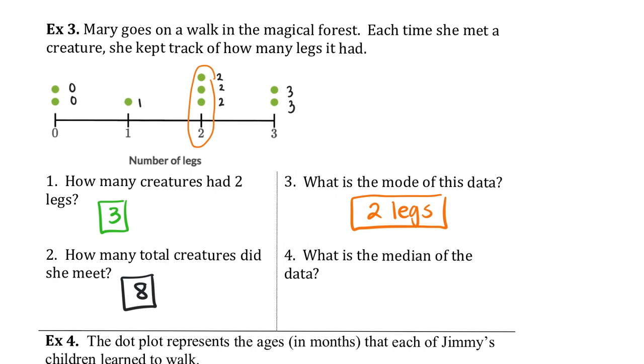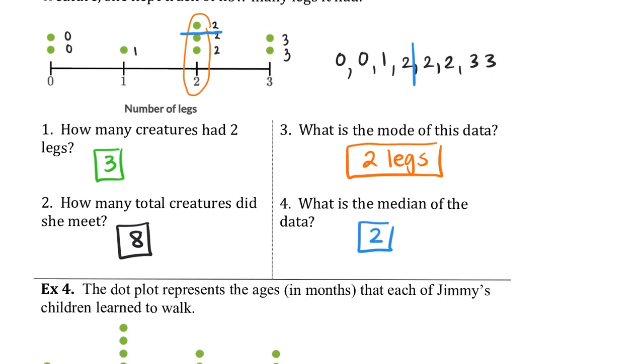So let me go in order. 1, 2, 3, 4. 1, 2, 3, 4. So the median is exactly between a 2 and a 2. The median between 2 and 2 is just 2. You could also put them in a list. I could go 0, 0, 1, 2, 2, 2, 3, 3, and find the median that way. Okay, however you would like to do it is fine.